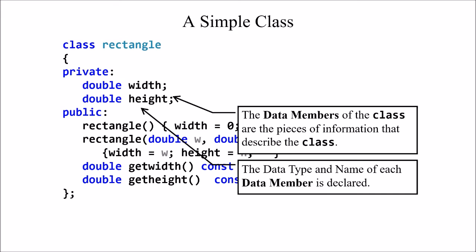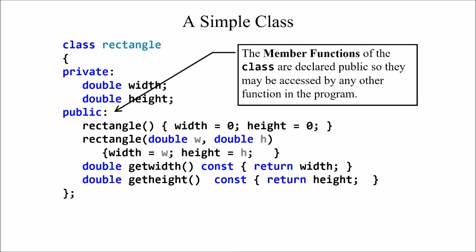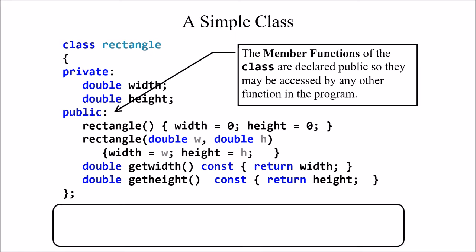So in this simple example, I'm using two type double numbers to describe the class of objects, but you could use any number of pieces of data using the standard C++ data types to describe a class. What follows are the public declarations. Inside the public declarations, I'm putting the member functions that can be accessed and called from the main function or from other functions inside my program.